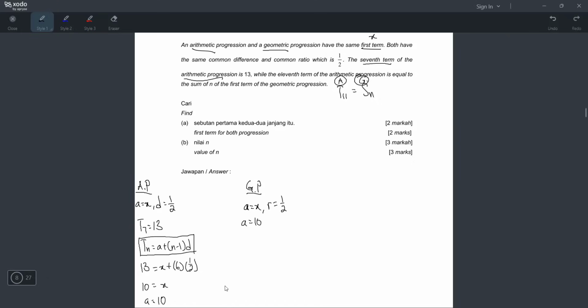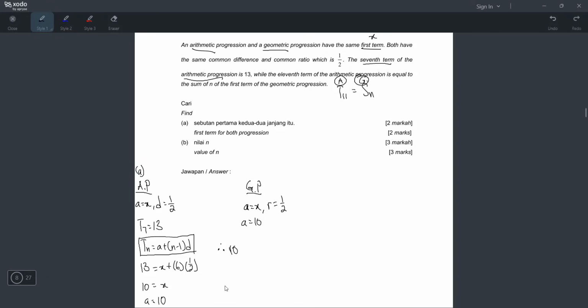So now can we find the first term for geometric also? I think yes. Finished already, sudah siap, right? Because for soalan A, they ask you to find the first term for both progressions, and they both have the same first term. So the answer is 10. I'll just write: first term for both progressions, 10. Yeah, I think this is the A answer.